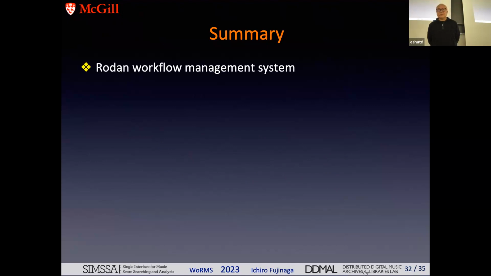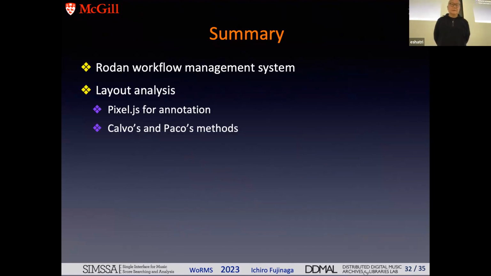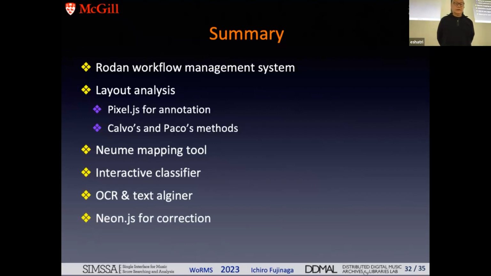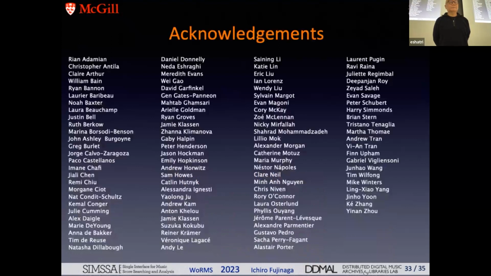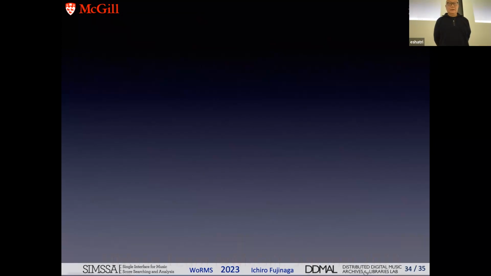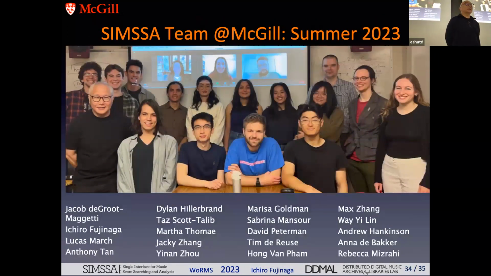So we talked about the Rodan workflow management system, layout, neume interactive classifier, OCR text aligner, JS correction, and Cantus Ultimus for viewing and editing. And many people worked on this project. It's been going for maybe 10 years now. Yeah, we were online for a couple of years. We're finally back in our lab this summer. These are the people; you might recognize Andrew Hankinson.